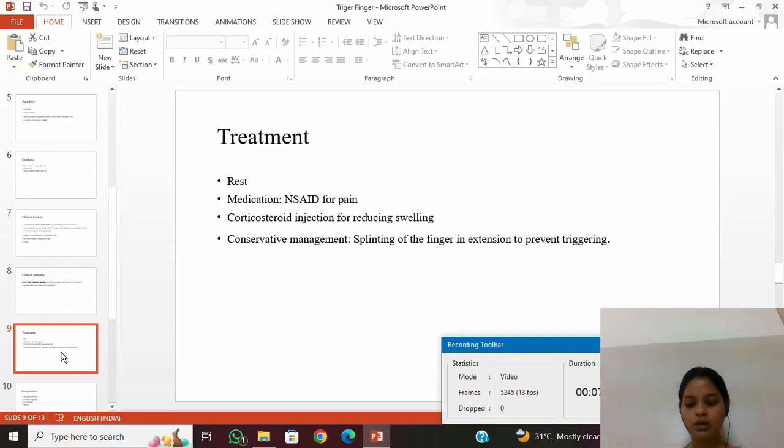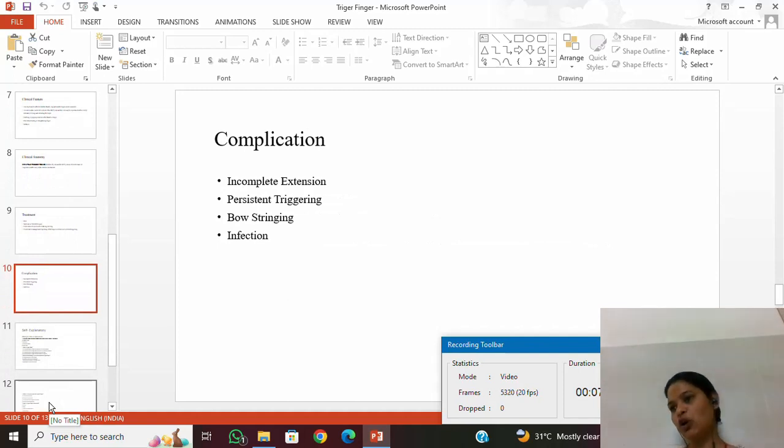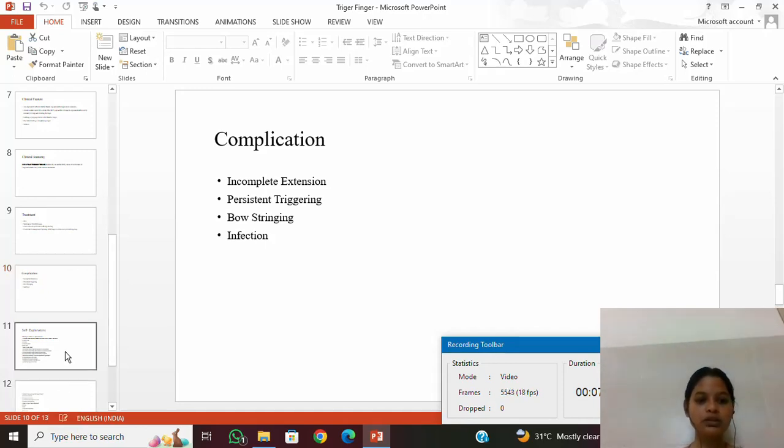Okay. Then next one is complications. What complications will we get if we do not get treatment? Maybe the finger will have incomplete extension, persistent triggering, bowstringing, infection. These are the things we can get.